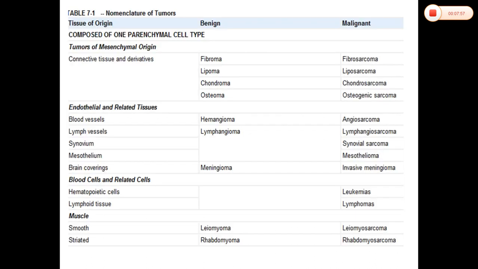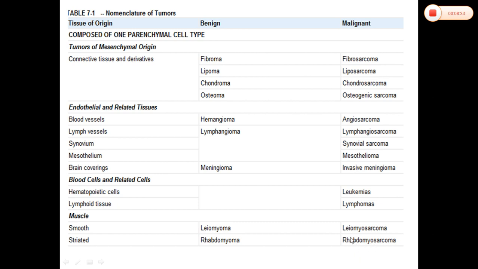This is the tabular form showing the nomenclature of benign and malignant tumors. Benign tumors usually will end with oma. So if it is a malignant tumor and if it is derived from the mesenchymal origin, it will end with sarcoma. For example, fibroma is benign and fibrosarcoma is malignant. Lipoma is a benign tumor. Liposarcoma is malignant. Likewise, benign tumor of smooth muscle is leiomyoma and malignant counterpart of smooth muscle is leiomyosarcoma. And a benign tumor of striated muscle is rhabdomyoma and malignant counterpart of striated muscle is rhabdomyosarcoma.